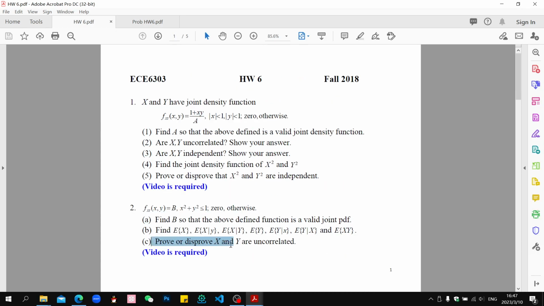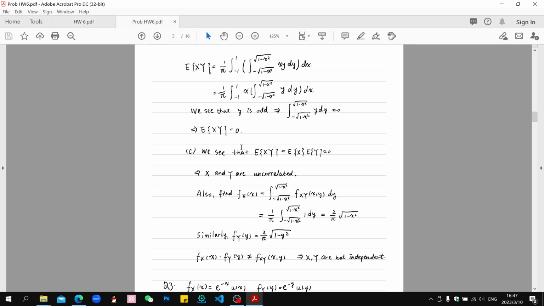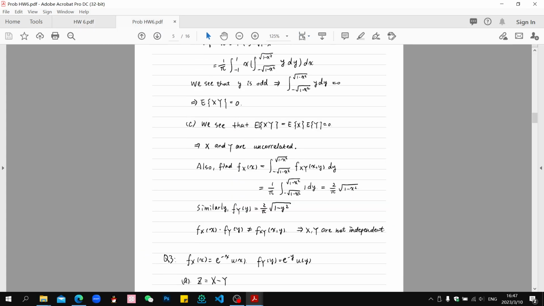And for part C, we have to prove or disprove that x and y are uncorrelated. We see that the expectation of x times y equals the product of the two expectations, which is 0. Therefore, x and y are uncorrelated.